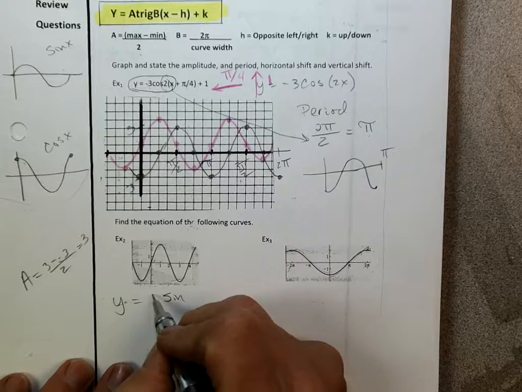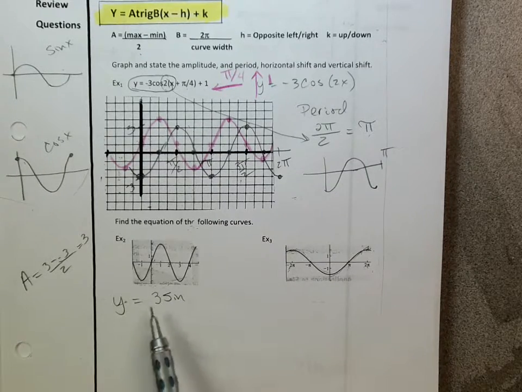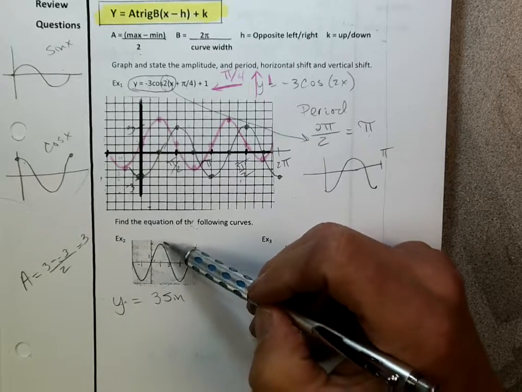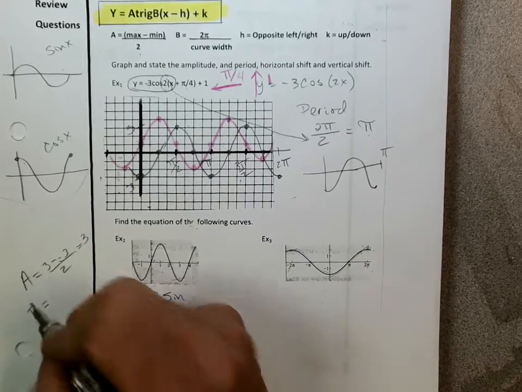So I'm going to put a 3 right here. It's not upside down, so I wouldn't put a negative. It just starts up like a normal sine curve would. Now, after I get the amplitude, I need to find the frequency. Okay, so I need to find B.